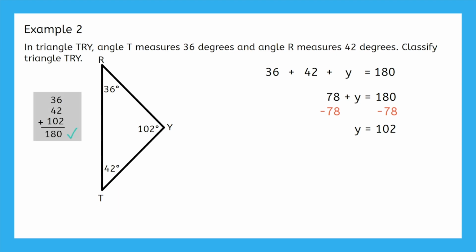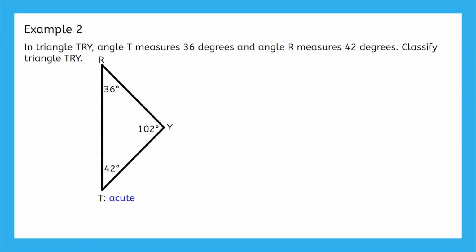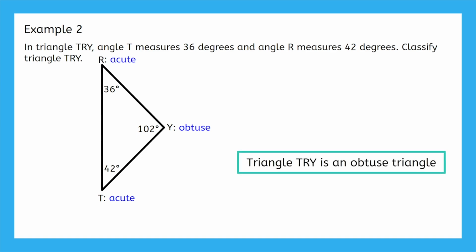And now that we know the three angles, look at each angle and decide. Is it acute, right, or obtuse? Angle T is acute, angle R is also acute, but angle Y is obtuse. What type of triangle has one obtuse angle and two acute angles? Yes, an obtuse triangle. So we finish our work by writing our final answer. Triangle TRY is an obtuse triangle.